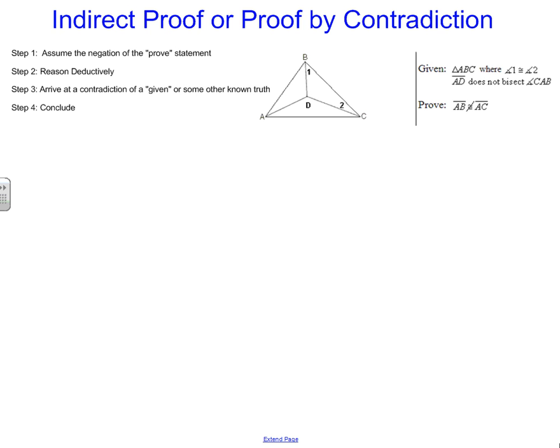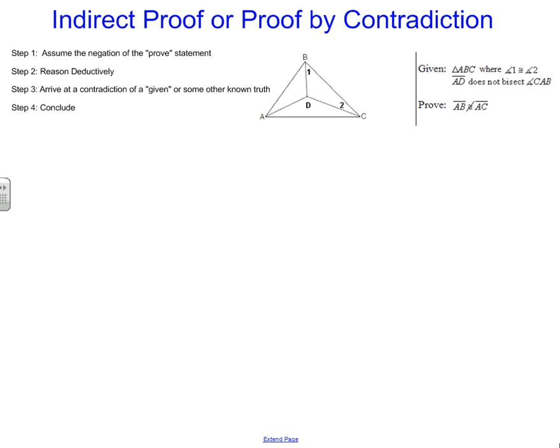This is a vodcast to review proof by contradiction, or an indirect proof. So I have up here the four basic elements that are part of every indirect proof. The first one is to assume the negation of what it is you're trying to prove. The second thing is to do a deductive proof as you would a direct proof, but that deductive reasoning is going to lead to a contradiction.